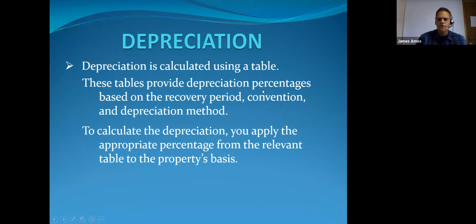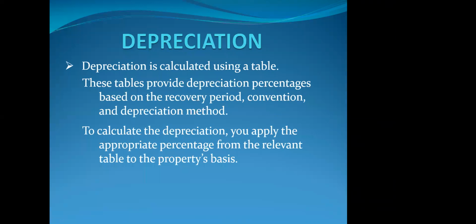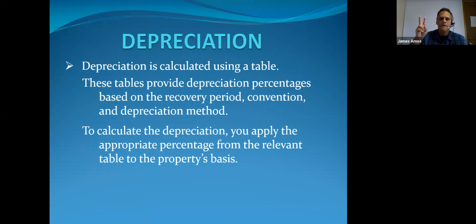It also depends on what convention you're using. What are our three possible conventions? Half-year is the first one. The second one is mid-quarter. And the third one is mid-month. That's right. And it's also looking at depreciation method. What do we mean by that? Are you using straight line, or 150% declining balance method, or 200% declining balance method?